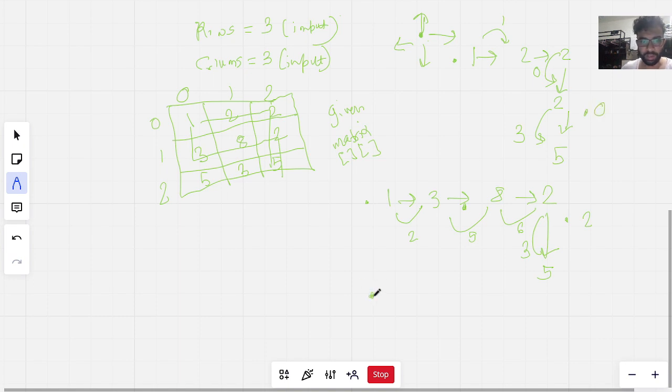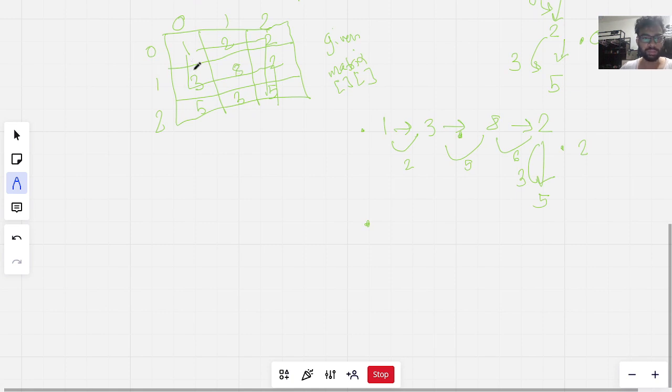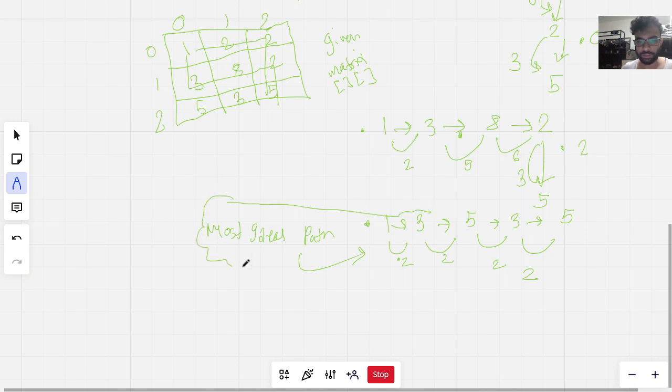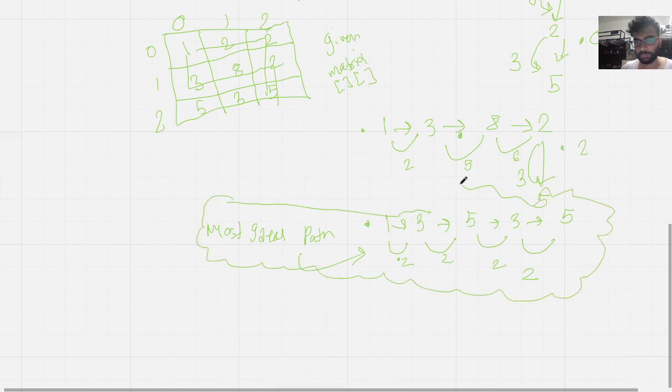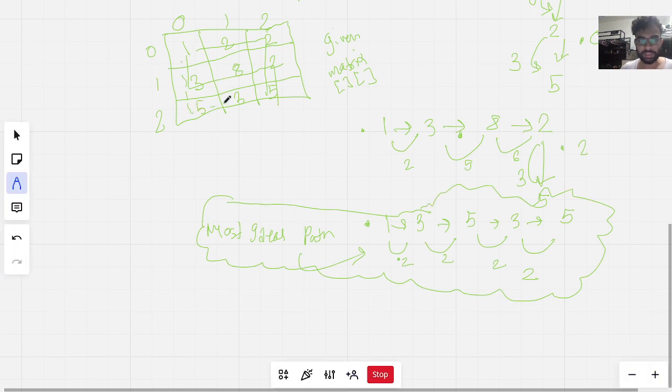Let's explore this particular path. There can be multiple paths, right? So let's explore the third path, which is 1, 3, 5, 3, 5. While exploring the path 1, 3, 5, 3, 5, you can see there is a constant minimum effort of 2. So this is the most ideal path, and we have to particularly find this path. This is the last path which I discussed.